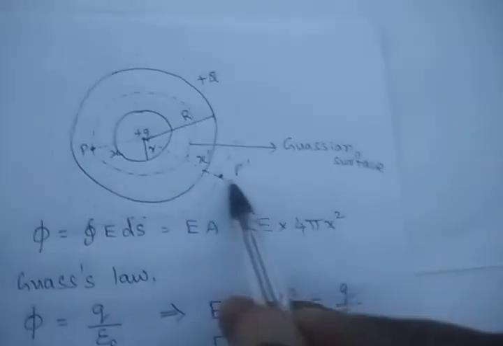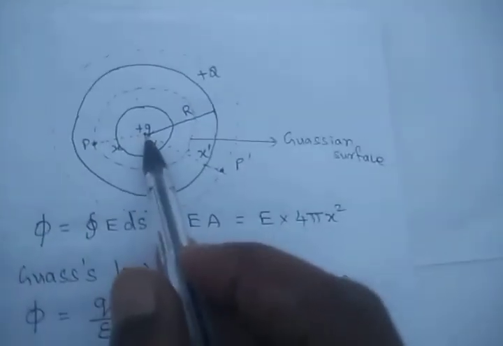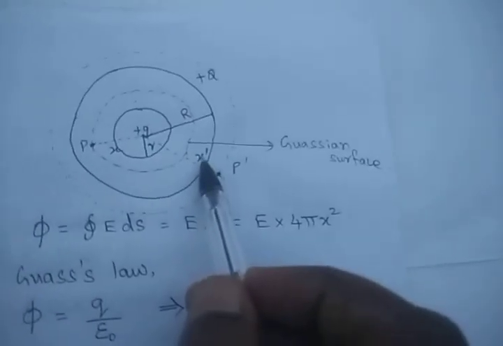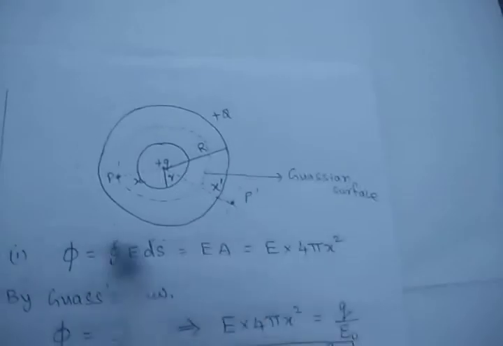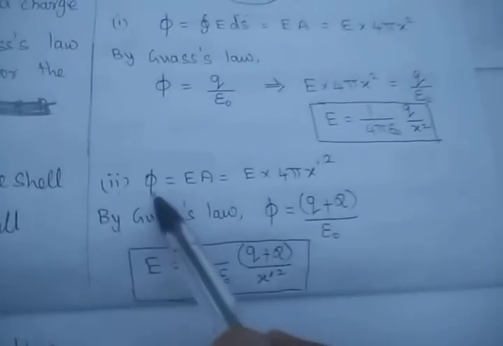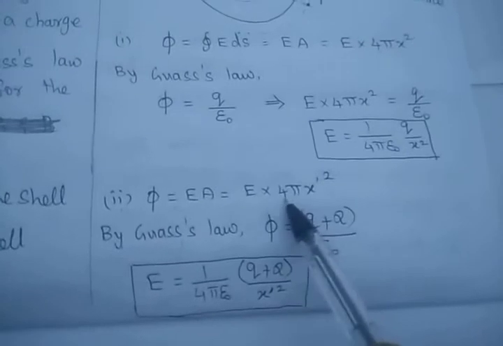Now the point x is outside the spherical shell. That means the point has to be placed outside the two shells, at this point. Let us take the distance from the center to this point as x prime, or x dash. We draw an imaginary Gaussian spherical surface. By definition, phi is equal to E a, so E into 4 pi x prime squared, because x prime is the radius of the outer Gaussian surface. By Gauss law, phi is equal to q plus capital Q by epsilon naught.